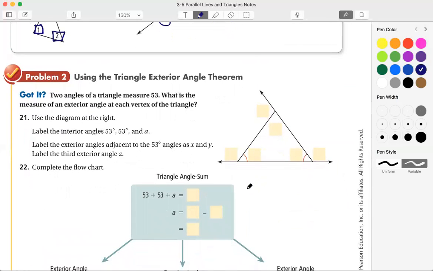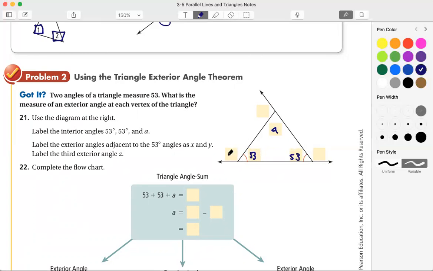So, two angles of a triangle measure 53 degrees. What is the measure of the exterior angle at each vertex of the triangle? Okay. So, two angles of the triangle measure 53 degrees. You see how these two here are marked as being the same? So that must be the 53. So that means that has to be A.